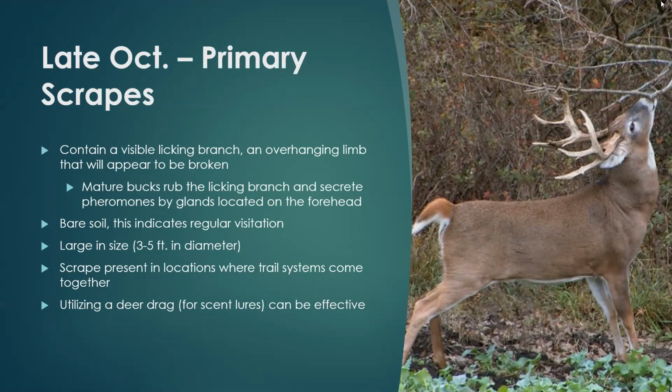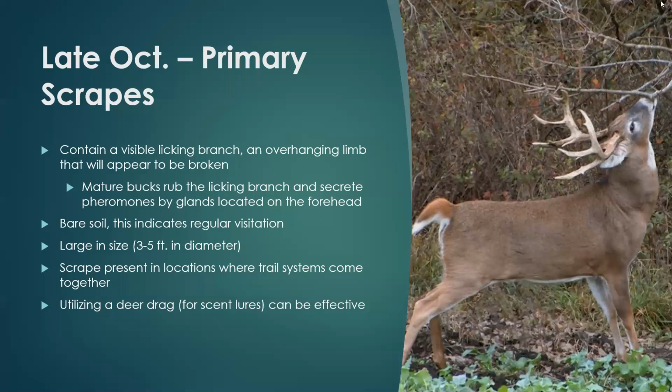I mentioned when they're making rubs, they're depositing their scent from those glands at the base of their antlers on the tree. They're doing the exact same thing on what we call a licking branch. Very commonly on top of scrapes, you'll see a little horizontal branch maybe 4 feet off the ground, and you'll see a little broken twig on it. That's where he's been messing with his antlers. He's been licking it and biting it, and again, he's just depositing that scent there.